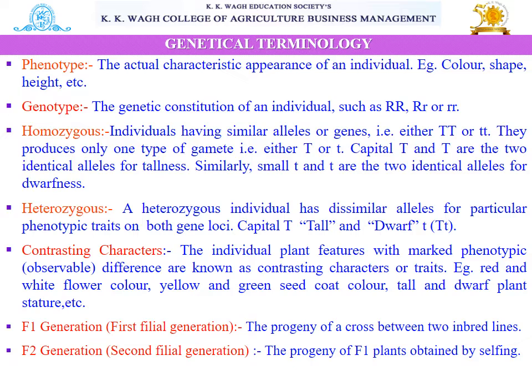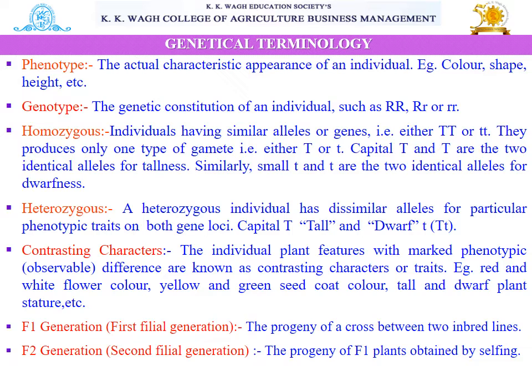Next terminology is phenotype. What is meant by phenotype? The actual characteristic appearance or physical appearance of an individual is known as phenotype. For example, color or shape or height of the plant. Then what is meant by genotype? The genetic constitution of an individual is known as genotype, such as capital R small r or small r small r.